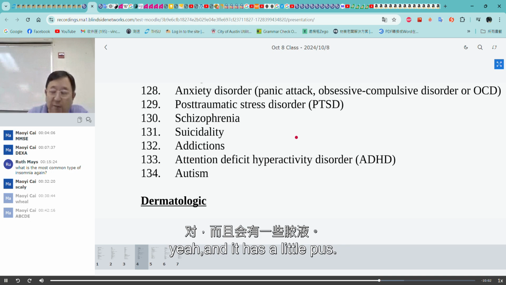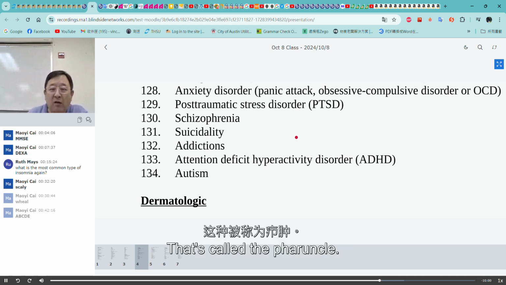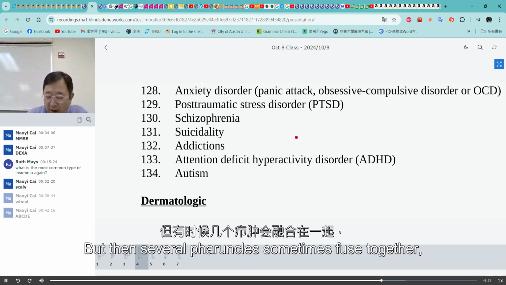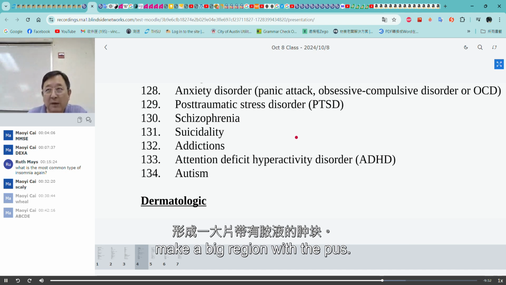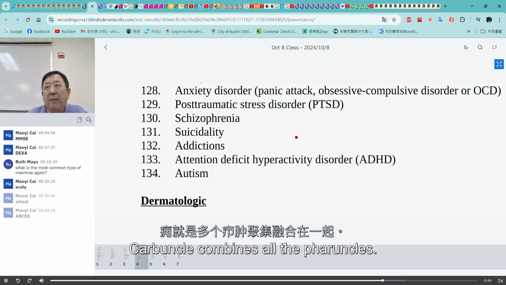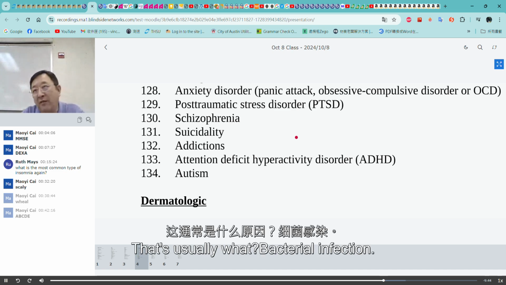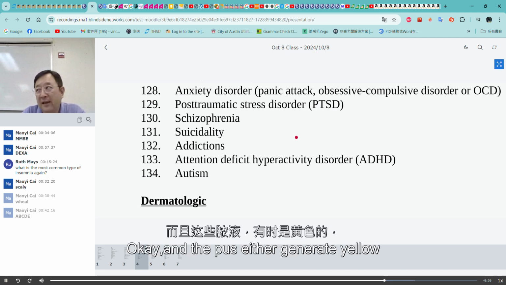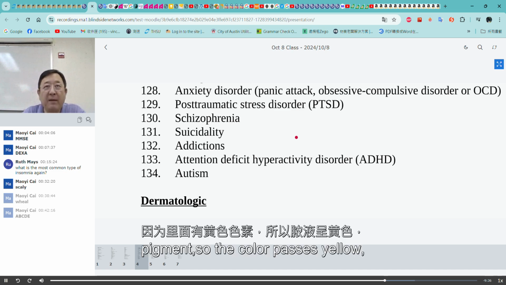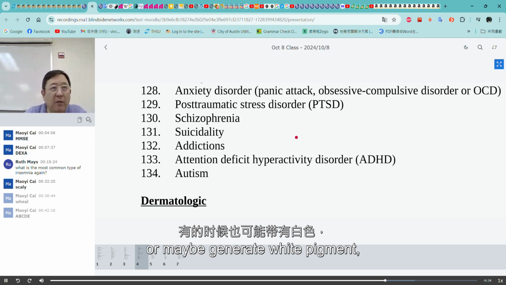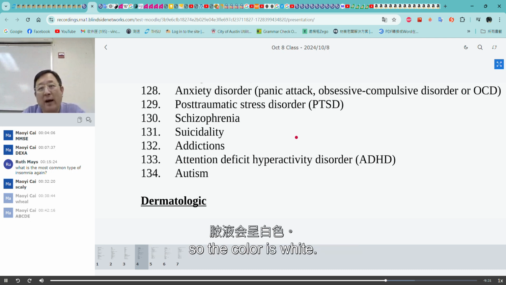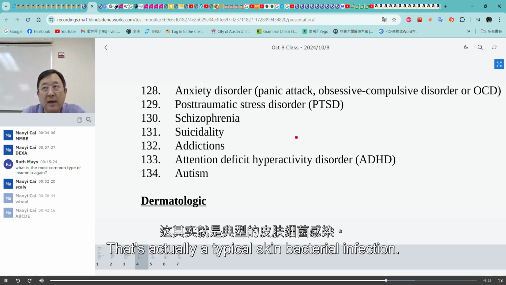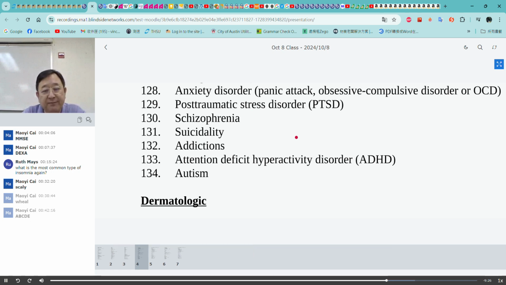Yeah, and it has a little pus formed. That's called the furuncle. But then several furuncles sometimes fuse together and make a big region with pus. That's called carbuncle. Carbuncle combines all the furuncles. It's usually a bacterial infection, Staphylococcus, staph. Okay, and the pus either generates yellow pigment, so the pus is yellow, or maybe white pigment, so the color is white. That's a typical skin bacterial infection.